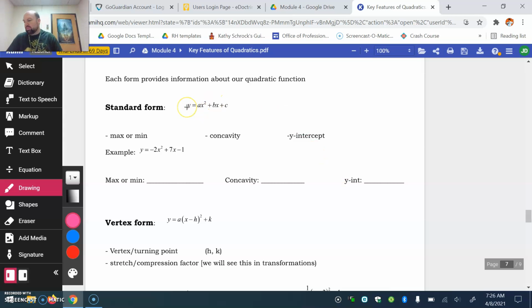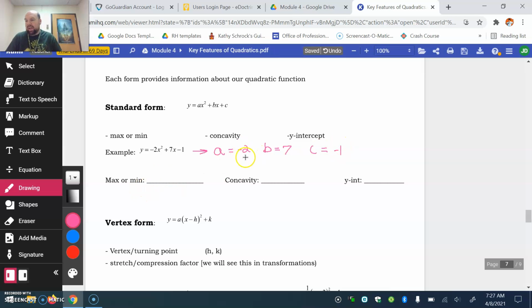Remember, standard form, we've already studied this and we know a lot of this information. So the max or min, concavity, and the y-intercept. So if I'm looking at this, let me identify my parts. So I have an A. A is that leading coefficient, that's -2. B is the middle coefficient, and that's 7. And then C, which is going to be my y-intercept, is -1.